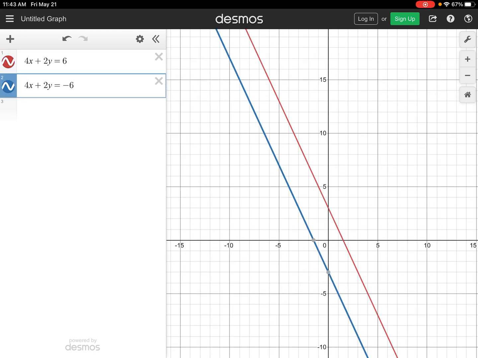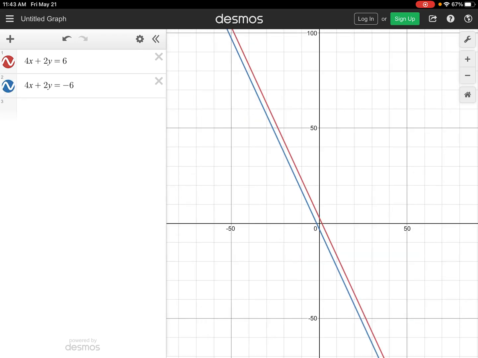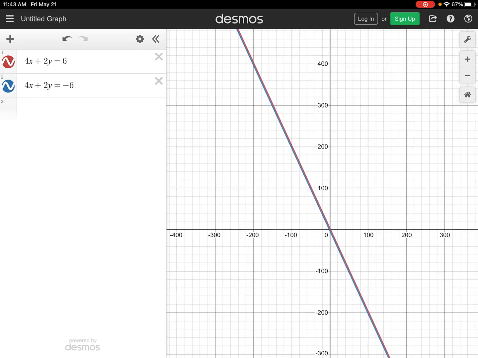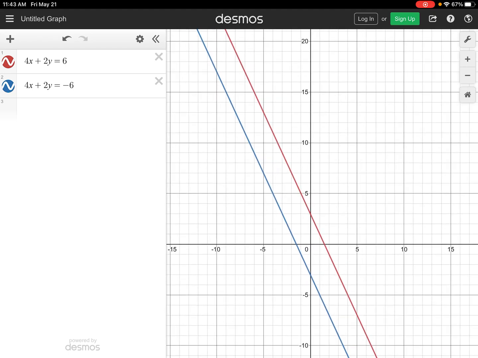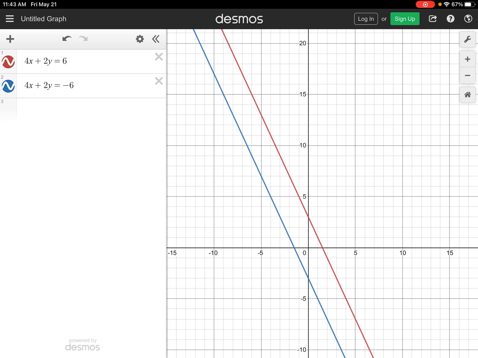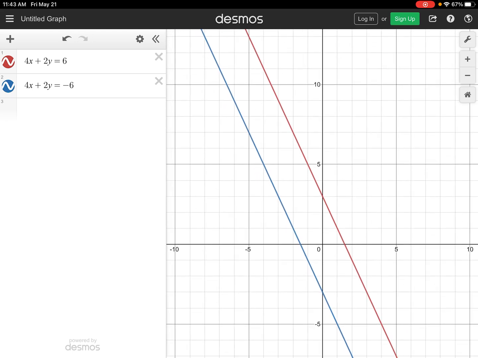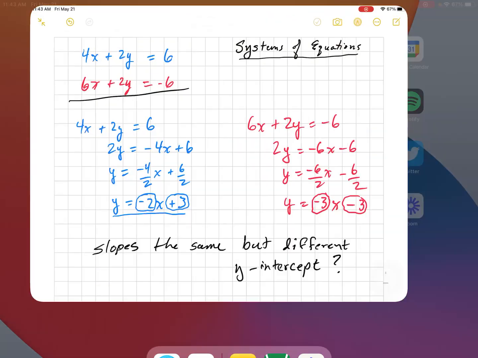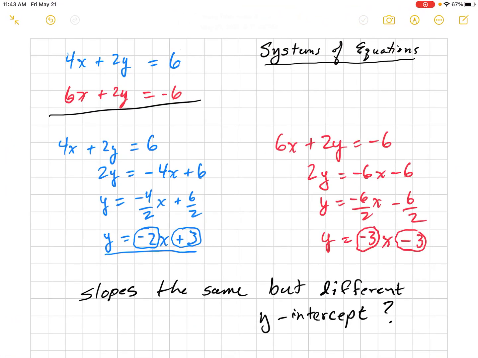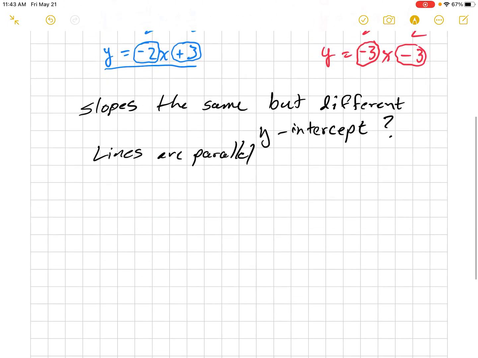But you'll notice, do they have a solution? Is there a solution? Do these lines ever intersect so that we can say there's a single point that lies on both lines? The answer is no, because they're parallel. So if the slopes are the same, the lines are parallel and have no solution.